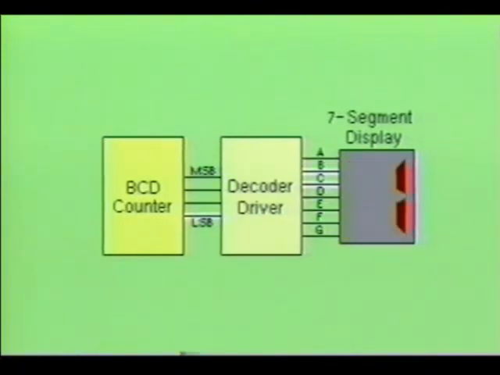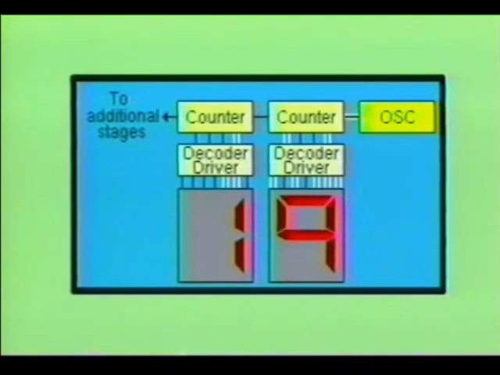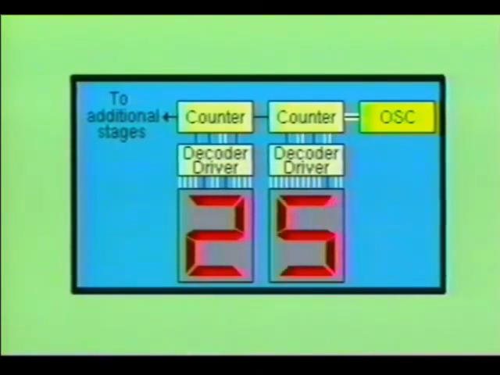As you can see, by controlling the counter integrated circuit and using the decoder driver IC to decode the output from the counter and drive the 7-segment display, a simple circuit can be built which will count from 0 to 9. A circuit capable of counting higher than 9 may be designed by cascading a series of counter decoder driver ICs to any given length desired.